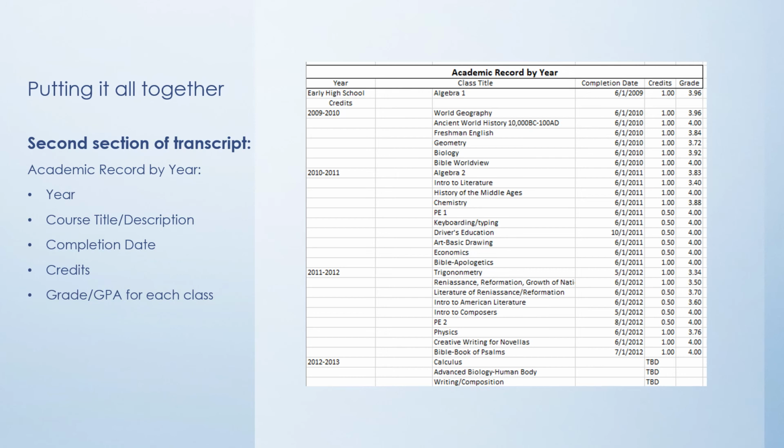And then you can also see at the very bottom, 2012 through 13, we have classes that are to be determined. So at the time that we submitted this transcript, he had not completed several courses, and we have since then submitted an updated transcript. But I just wanted you to know it's probably helpful if you're going to submit a transcript early before classes have been completed and graded, include those classes that they're participating in.